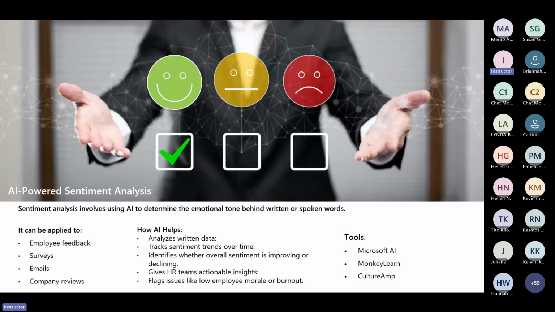Okay. Now here's the cool part. AI doesn't just give you a snapshot, but it tracks sentiments over time. So if morale starts dipping after a big change, like maybe a new management or a policy shift happened, AI will pick up on that trend early. And that means that HR can step in before things spiral and get worse.